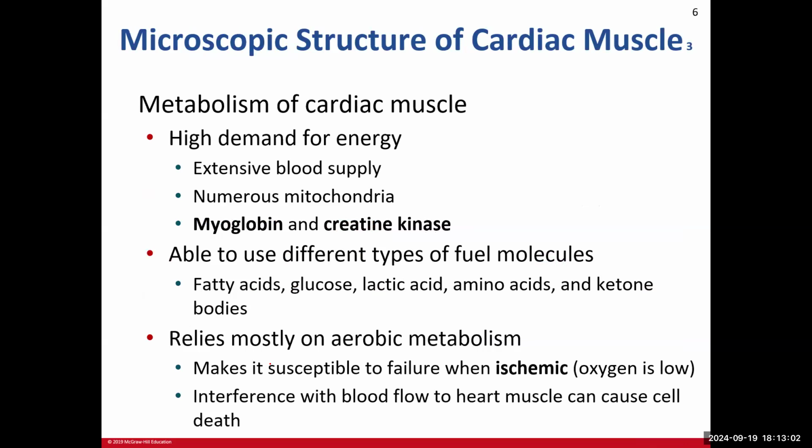Now, how do we power this thing? Well, we're going to power your heart much like we power a lot of our skeletal muscle, with ATP. These heart cells have a small amount of ATP on hand in the sarcoplasm, but that gets used up relatively quickly. So we have to be able to generate ATP, and I'll talk about that in a second here.